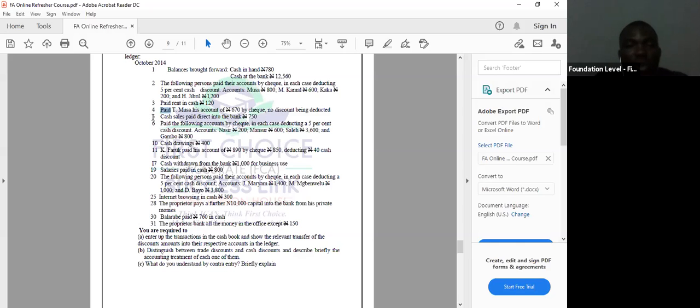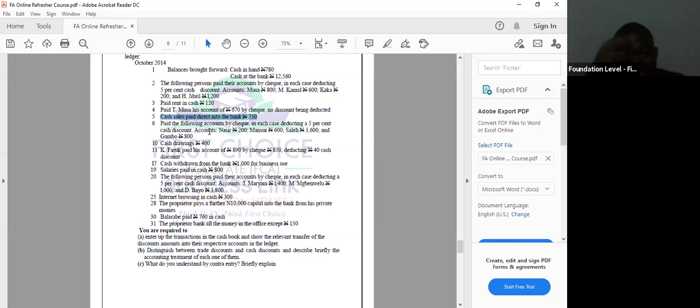Then we have also October 5th. We have cash sales paid directly into the bank of 750. Now this transaction is what we call a contra entry. A contra entry is any transaction that has been documented both on the debit side and on the credit side of the same account. Any transaction that appears both on the credit side and on the debit side of the same account is called a contra account.